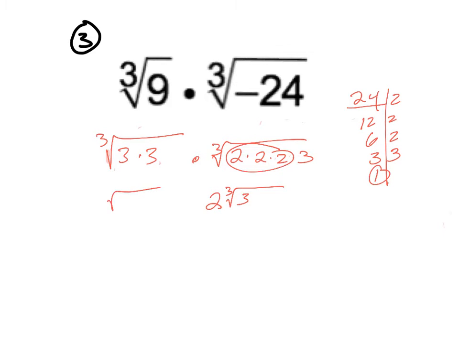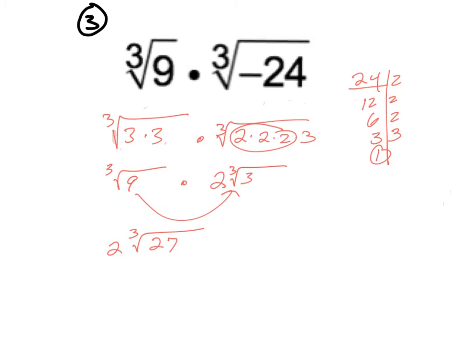Cube root of 3. This is the cube root of 9 still. And then what we can do is combine these two roots, and we have 2 cube root of 27. 27 can be broken down into 9. 3 goes into 9 3 times, 3 goes into 3 once. So 2 cube root of 3 times 3 times 3.